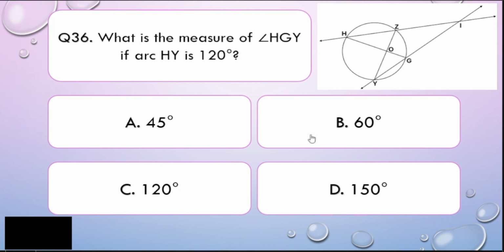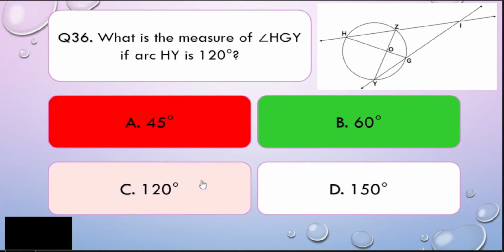All right, my dear math learner. So, HGY, where is that? It is an inscribed angle here. So, the question is, what is the measurement of the inscribed angle if HY is 120 degrees? That is very easy, because the intercepted arc is twice as much as its inscribed angle. To get the measurement of the inscribed angle, you divide the intercepted arc by 2. So 120 divided by 2, the correct answer is letter B. Easy, right? Very easy, my dear math learners.